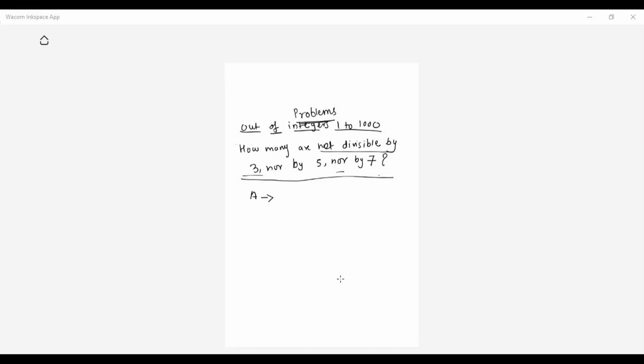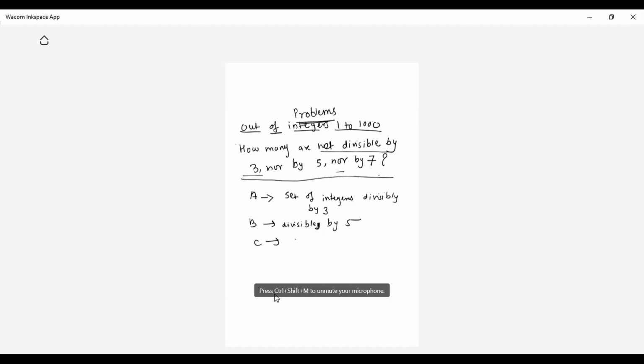First, A. What will you be writing? A is the set of integers divisible by 3, right? Okay. B, the set of integers divisible by 5, right? And C would be the set of integers divisible by 7. Okay. Now just find out the cardinality of A and tell me what cardinality of A you have got.